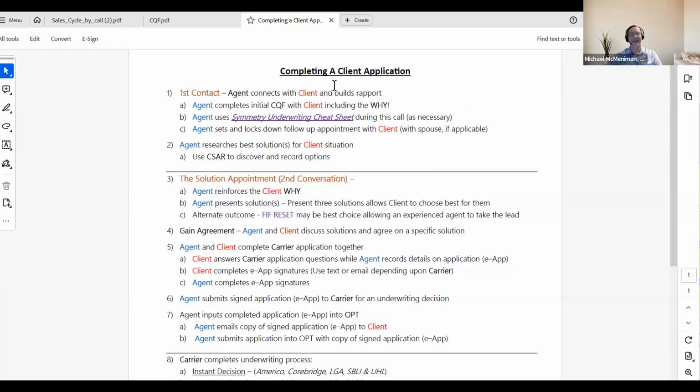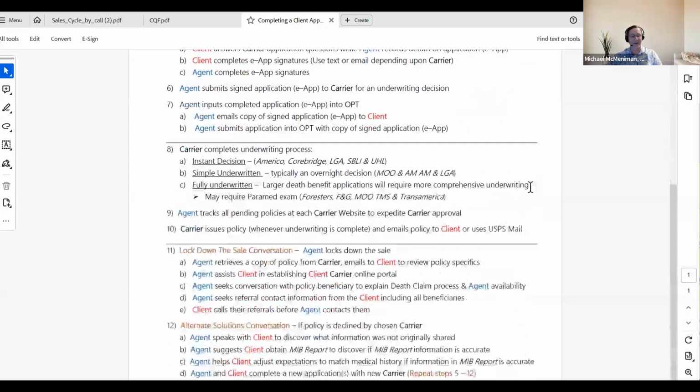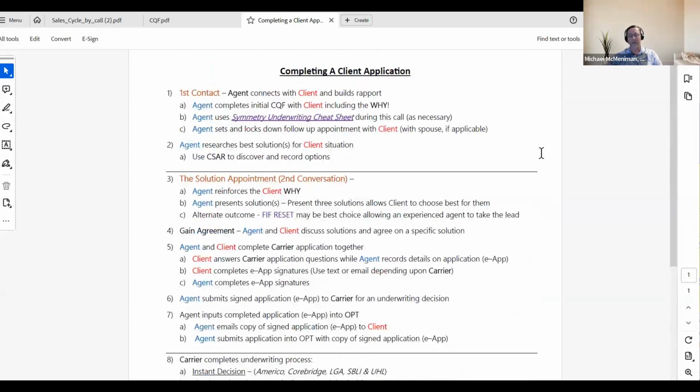So in that lesson, that sales cycle lesson, this is the list of 12 steps that you will take when you're successfully working with a client. Now, don't let the number be daunting to you, because it's broken down in stages, just like that sales cycle page. The sales cycle page said to have a first contact with the client to build rapport and find out their why. Use the Symmetry underwriting cheat sheet. And by the way, this is linked, so when you're just getting started, you can have this open.